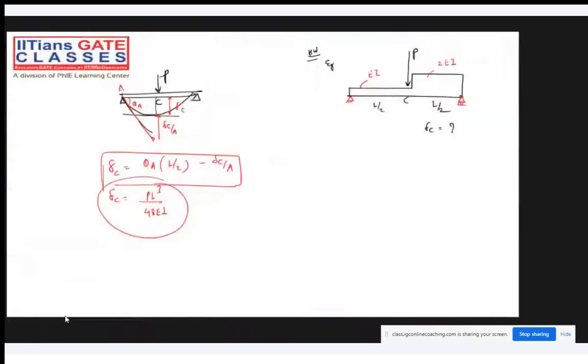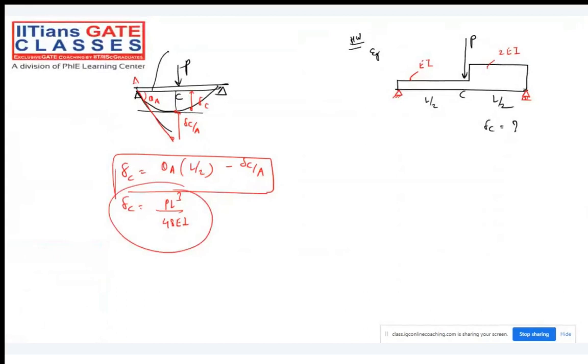But with a little change in the question, my friend, there was constant EI. This is EI, this is EI. Both segments A, C, B have the constant value of EI, but here I change the value of EI to 2EI. If I change the value of flexural rigidity, dear friend, you can try your head like anything, you will not get the answer by the moment area method.